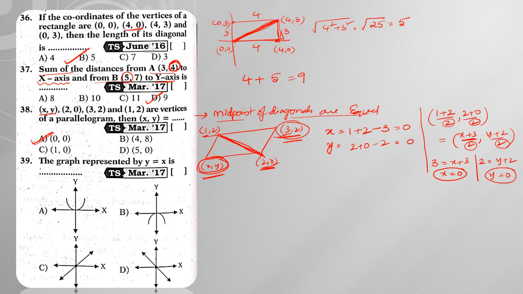Next, the graph represented by y is equal to x. So y is equal to x means, whenever you take x is equal to 1, you need to get y is equal to 1, right? So this is nothing but my graph for y is equal to x. And if you observe, this is nothing but the graph for y is equal to minus x. So you can remember this graph.